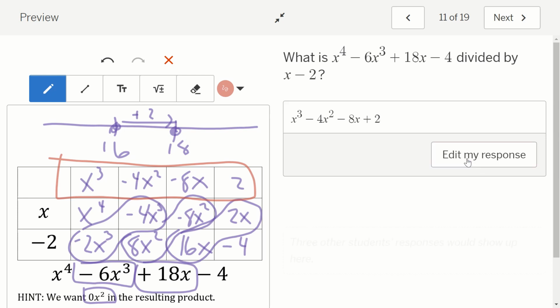All right, let's go ahead and share that with the class. Okay, and when you do that, as long as you're not one of the first 3 students, you'll see 3 other students' responses show up.